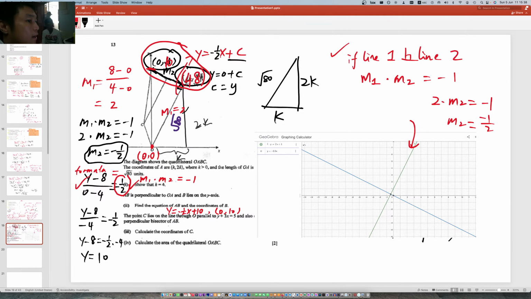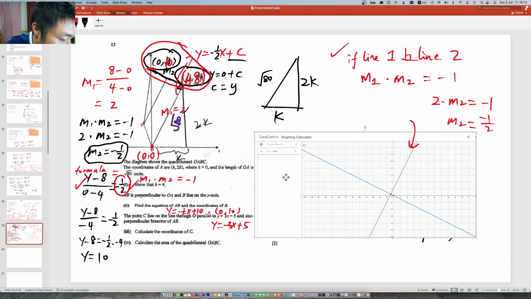Okay, so therefore I use this concept, then I form an equation, then I get y. Alright? Okay, good. Next. Then it says that the C on this one is parallel to... okay, so you need to get this into the y equals mx plus c format. So therefore, that means the point C lies on the line through O parallel to this. So the point C lies on the line through O. You see the diagram.